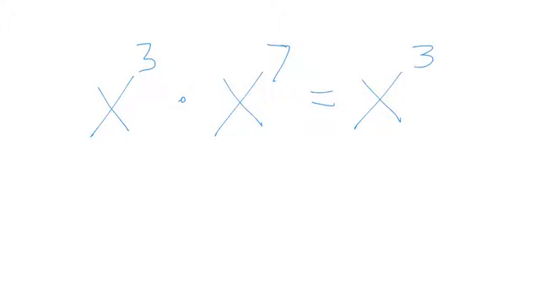Remember, the rule states that when you have a base to a power, and you multiply that by a like base to a power, that's the same as having that base to the sum of those powers. So when you have like bases being multiplied, you add the exponents to get your final answer. I hope this was helpful.